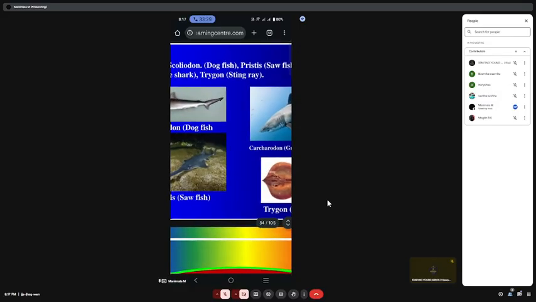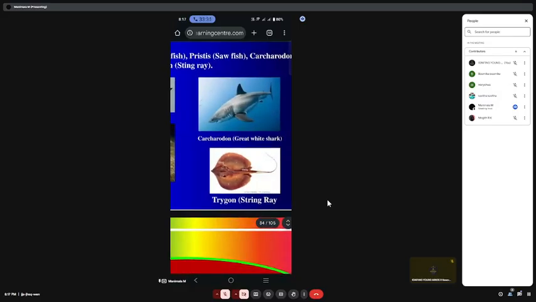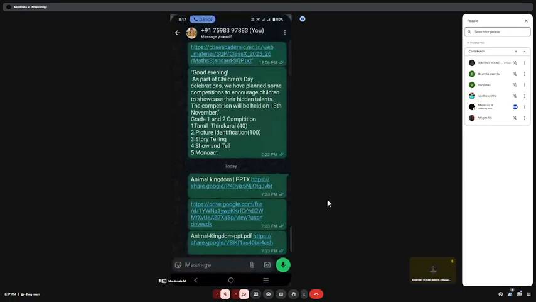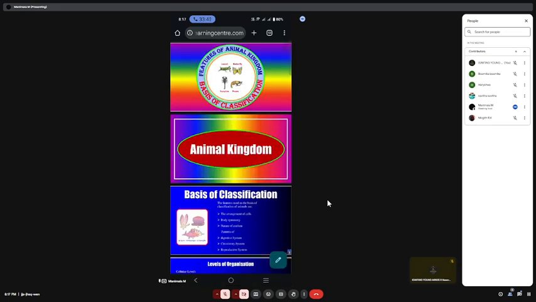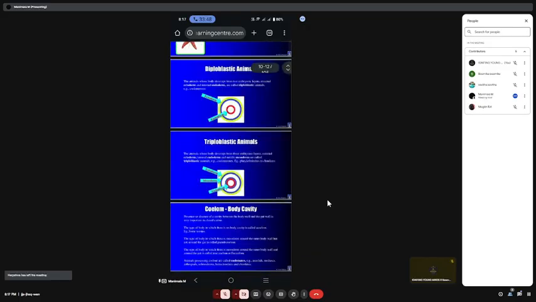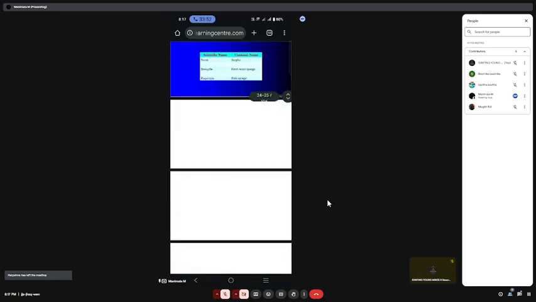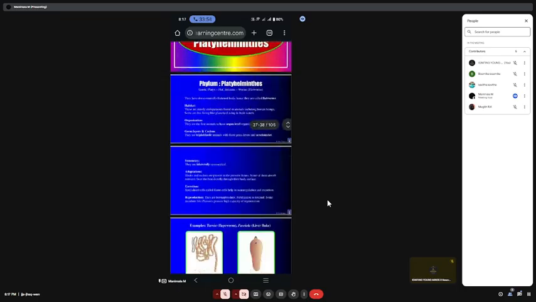Dogfish, sawfish, great white shark, and stingray. So these are some organisms included in this family. This is about the characteristics of this family. Chondrichthyes: chondros means cartilage. So most commonly they are called cartilaginous fishes, and they are marine animals.